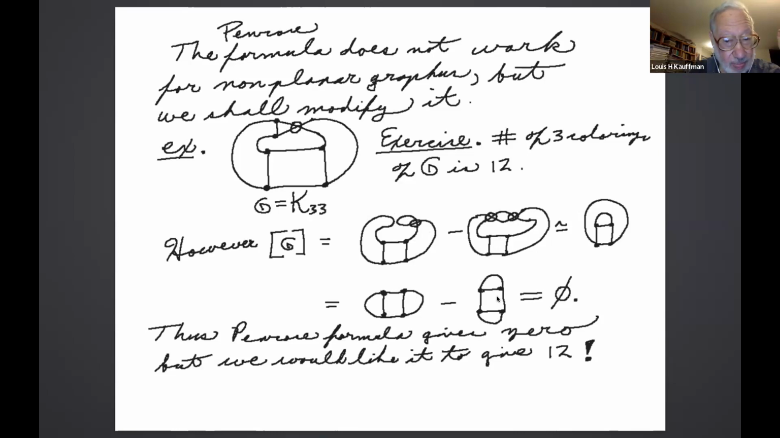You get 0. It gives you 0, but the number of 3-colorings of this graph is 12, as you can check. Certainly not 0. So the Penrose formula is giving the wrong answer in this case, and we want to fix it. But you can see, if you start to think about it, what should be the right way to fix it.